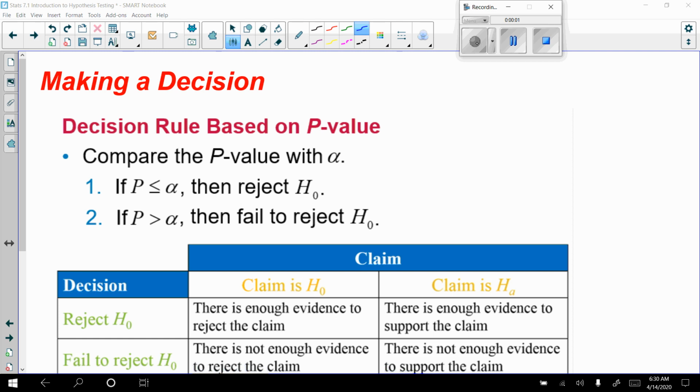Now that you know how to set up null and alternate hypotheses and to graph them on a distribution, knowing whether they're left-tailed, right-tailed, or two-tailed, you have to know how to decide whether to reject or fail to reject. And it basically comes down to this. You compare your p-value with your alpha level. Remember, this is your alpha level, or your significance level.